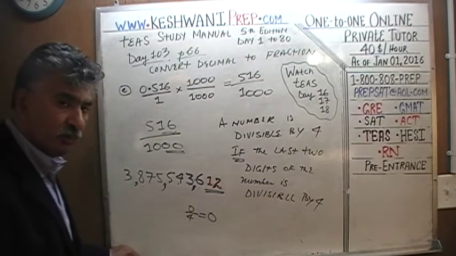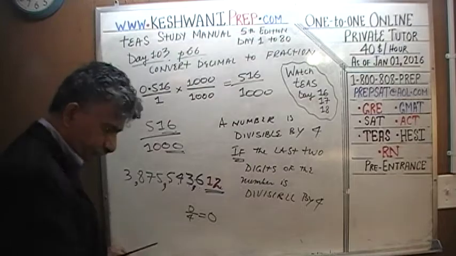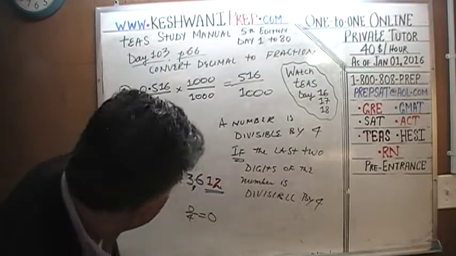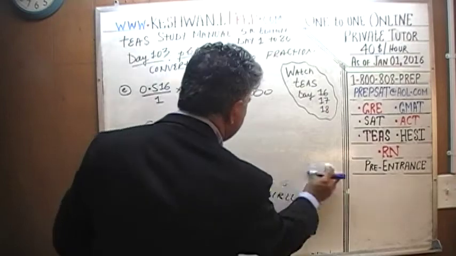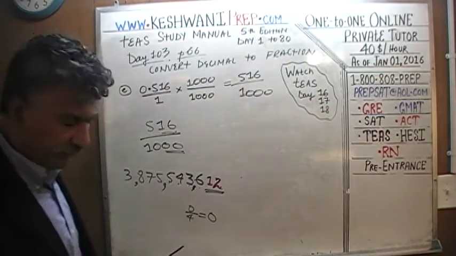Let's do this, shall we? Instead of doing it in two steps, we're going to divide top and bottom by 4. I need the room, so I'm going to erase this part. Let's divide top and bottom by 4. Watch what happens.